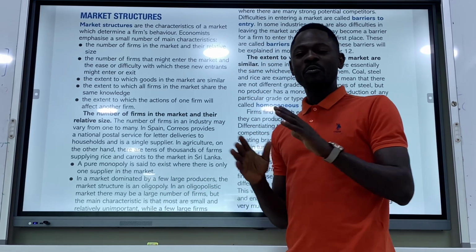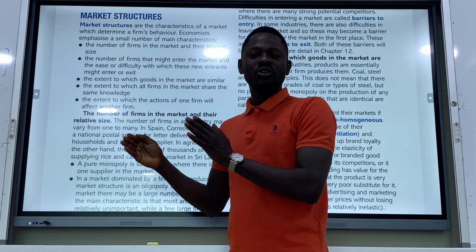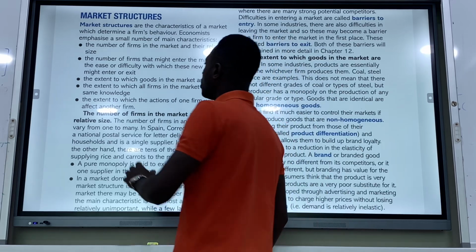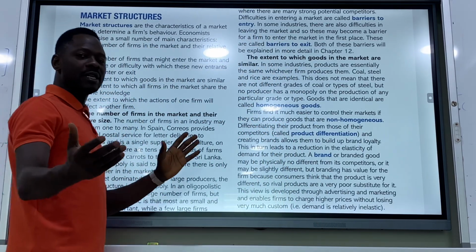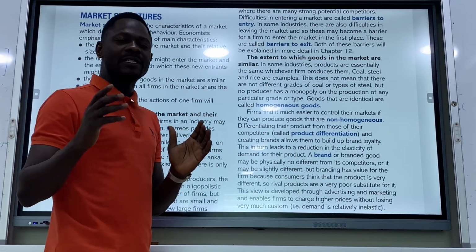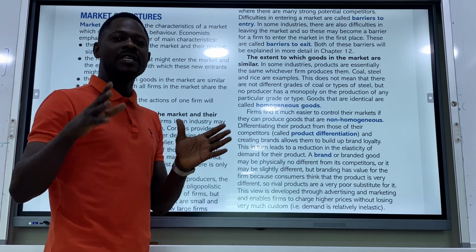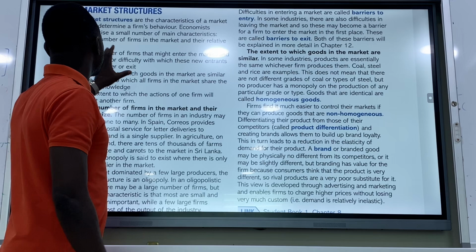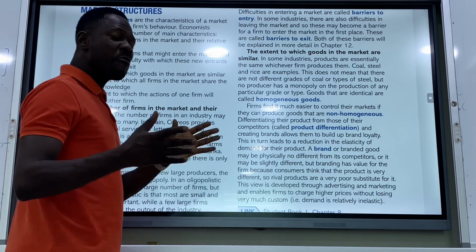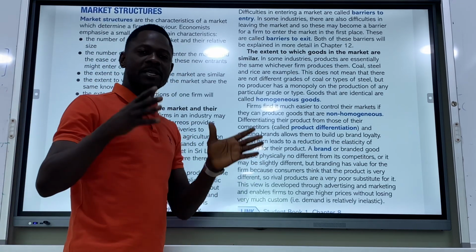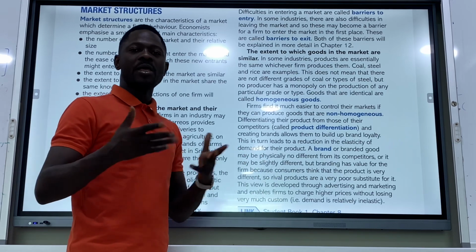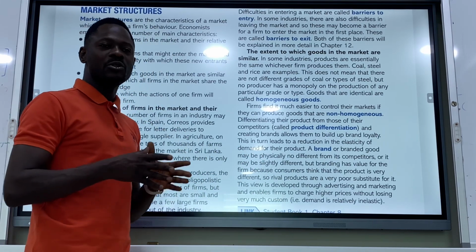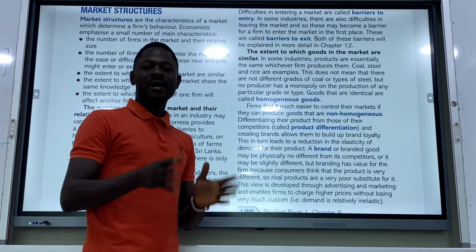I wouldn't want to talk more about the kinds of market structures we have; we'll get to know them while reading through. So we have different characteristics that make a market what it is. The first one is the number of firms in the market and their relative size: how many firms are in that market and how big or small they are. That can also be a yardstick to define the kind of market we are in.